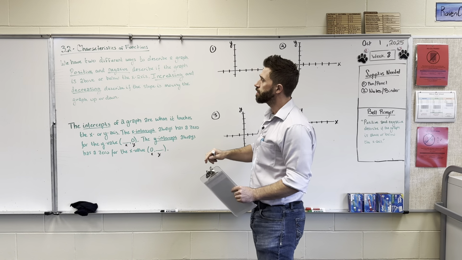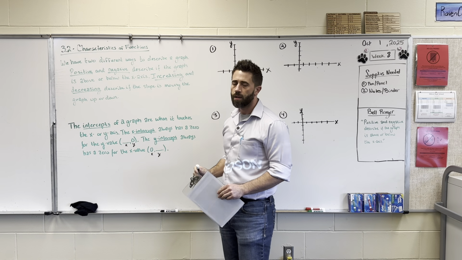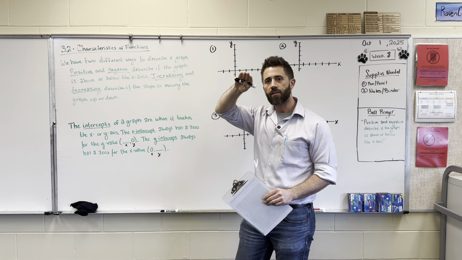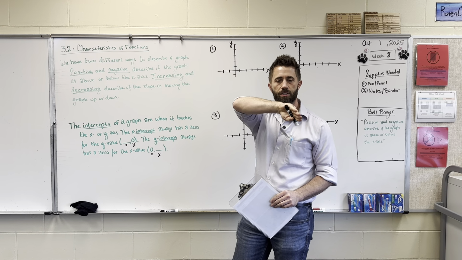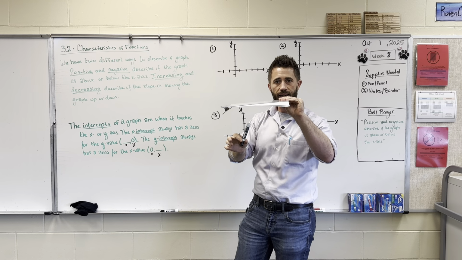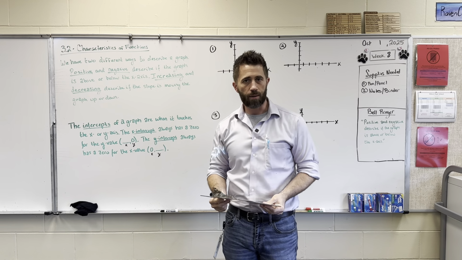And increasing and decreasing is describing the slope, if the graph is moving up or down. So we have increasing versus decreasing. For positive and negative, just think about it: what is above the axis is positive, what is below the axis is negative. That's what we're going to be doing here.